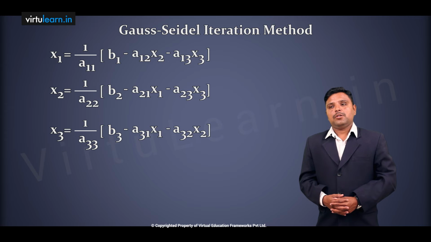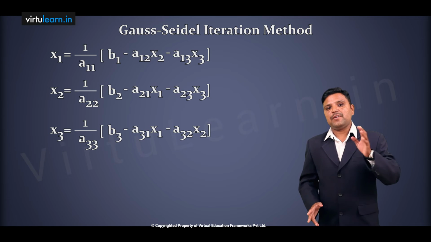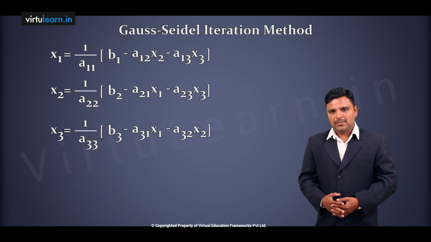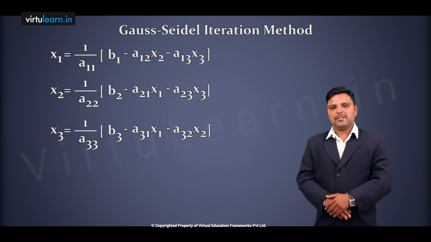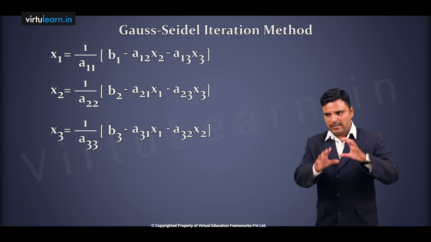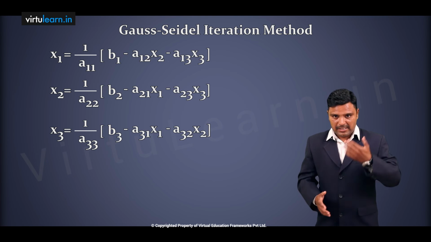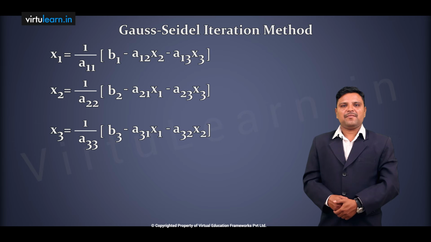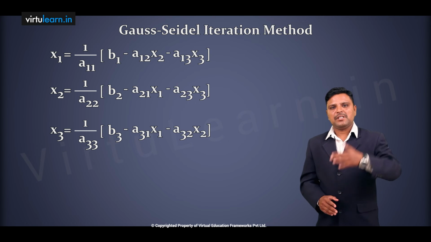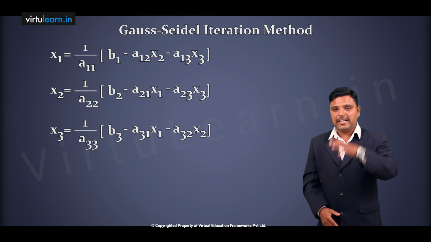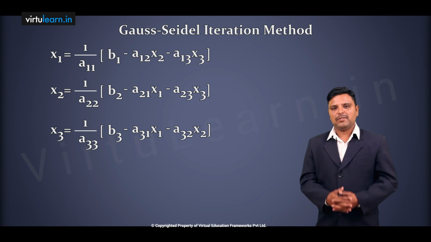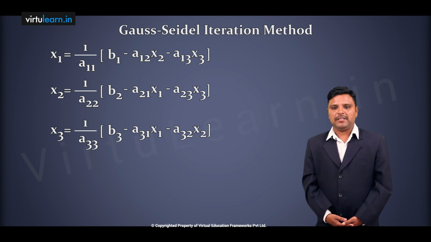Now you calculate the approximations of x1, x2, x3. That means first approximation of x1, first approximation of x2, first approximation of x3. After completion of the first iteration, the second iteration: second approximation of x1, second approximation of x2, second approximation of x3. Like that you calculate the iterations. That's why this method is called an iteration method.